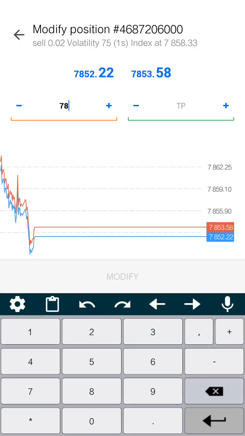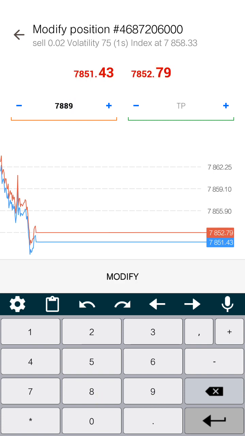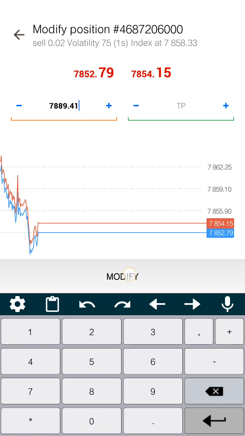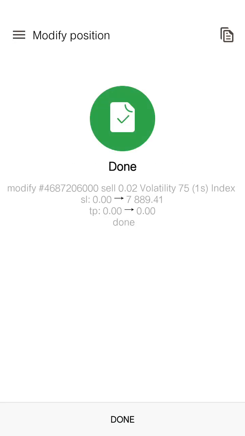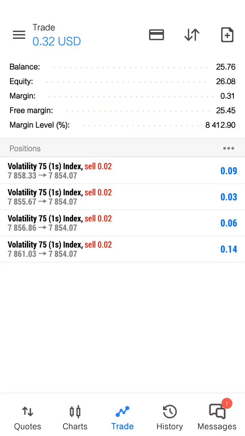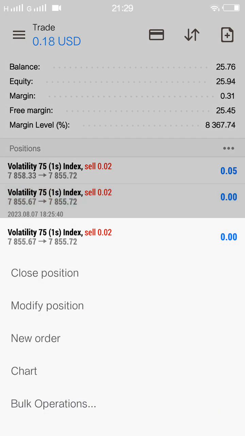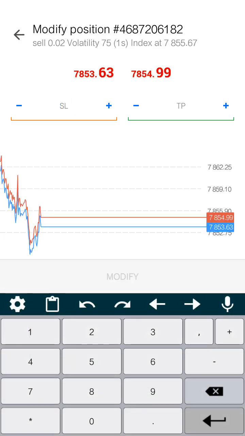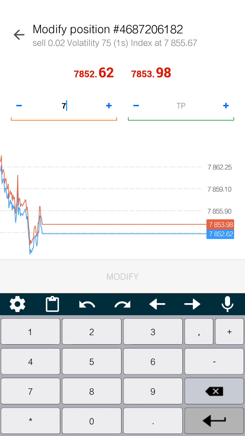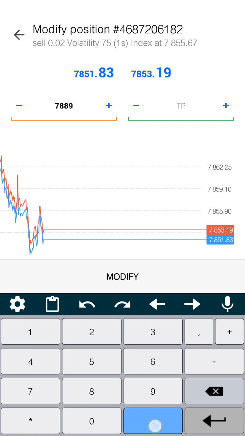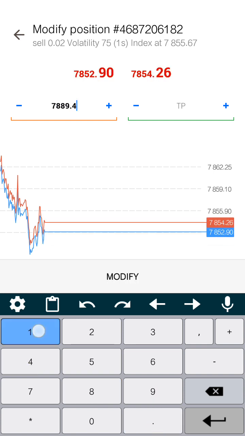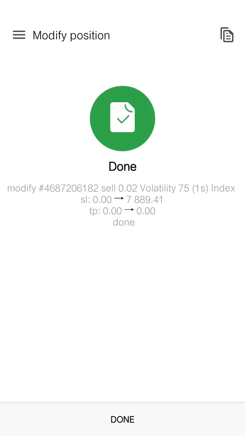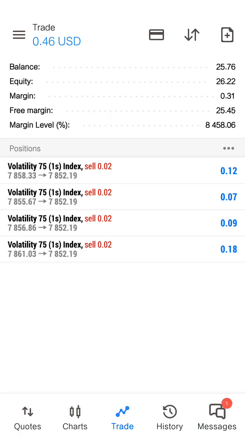78,89.41. So those are my stop losses. Let me set for all the trades. 78,89.41. So after setting all the stop losses, I'm gonna explain why I entered the trades here.